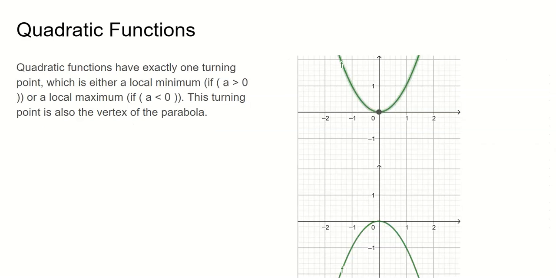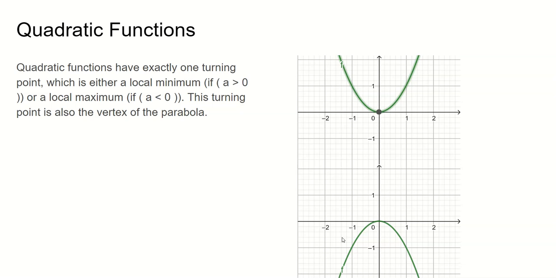For quadratic functions, whether we have something that's concave up or concave down, there is going to be a turning point. In the graph above, we're decreasing and then increasing. So at 0, it changes from decreasing to increasing.